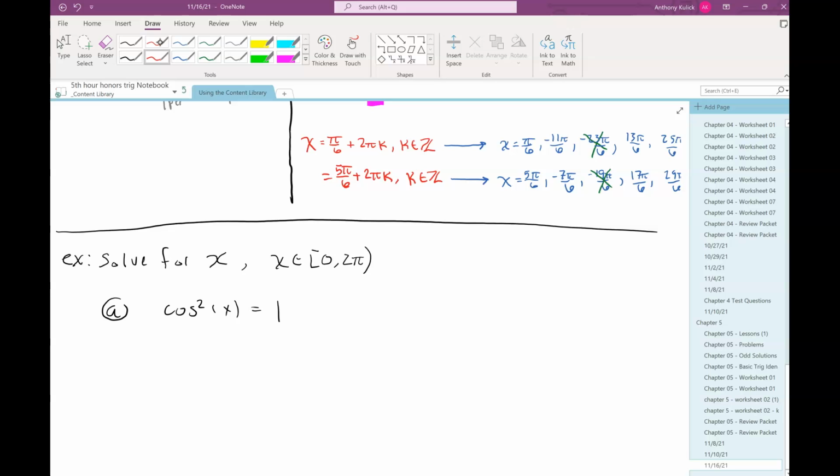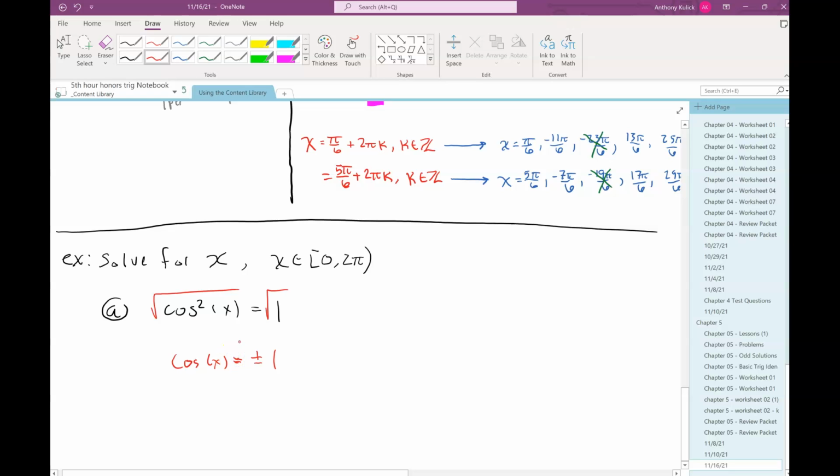Think back to last year. If this was x squared equals 1, what would you do? That's what we'll do here. Now, when we square root both sides of an equation, what do we have to be wary about? Or what do we have to remember happens? Everything gets square rooted. Okay, everything gets square rooted, sure, but plus or minus.